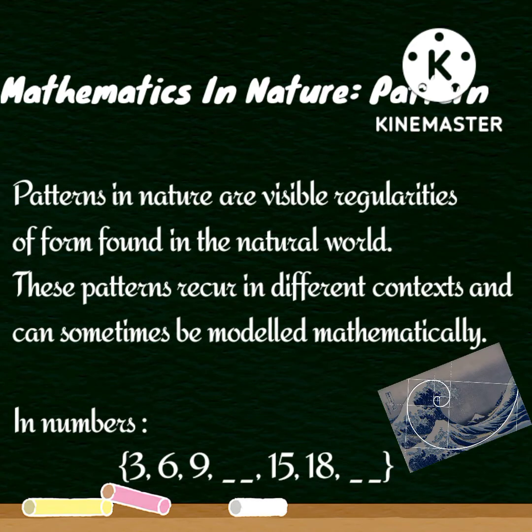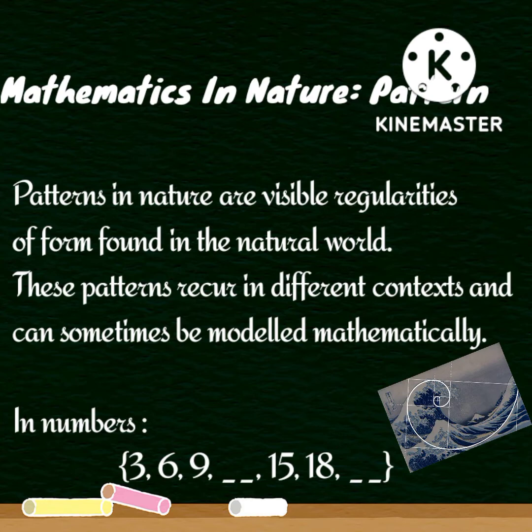Patterns in nature are visible regularities of form found in the natural world. These patterns recur in different contexts and can sometimes be modeled mathematically, in numbers: 3, 6, 9, blank, 15, 18, and blank. As you can see, ano yung nawawalang number, it's called number sequence, and every number is what we call term. To find out what's the missing term in a number sequence, we need to know the pattern.